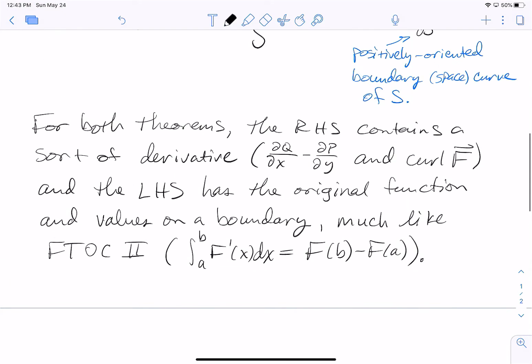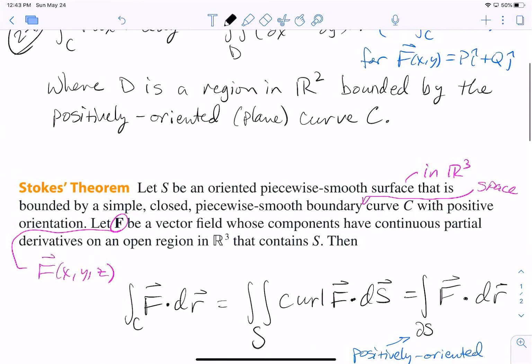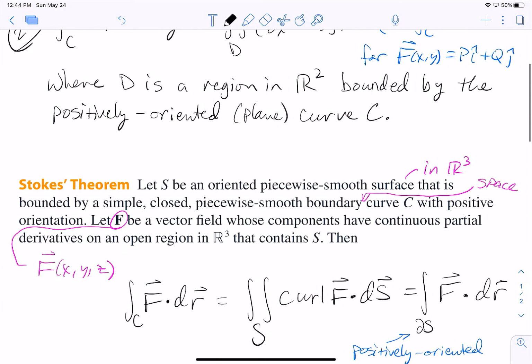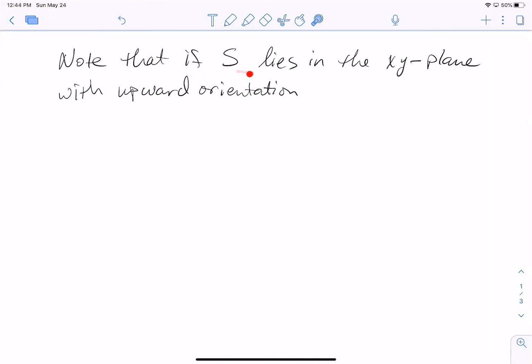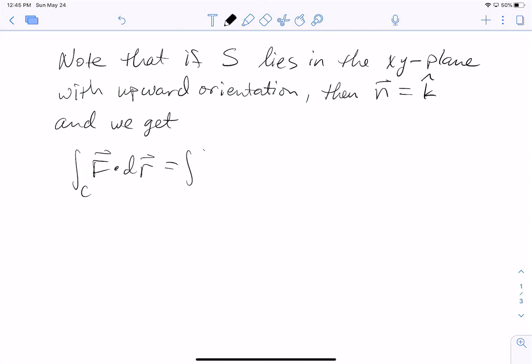So this draws together the fundamental theorem of calculus, Green's theorem, and Stokes' theorem. In each case, we're just getting higher and higher dimensional. If it happens that our surface S is flat and lies in the xy plane with upward orientation, then the unit normal vector n is equal to the unit normal vector k. And we get that the line integral over C of f dot dr, which we've just seen is equal to the surface integral over S of the curl of f dot dS.